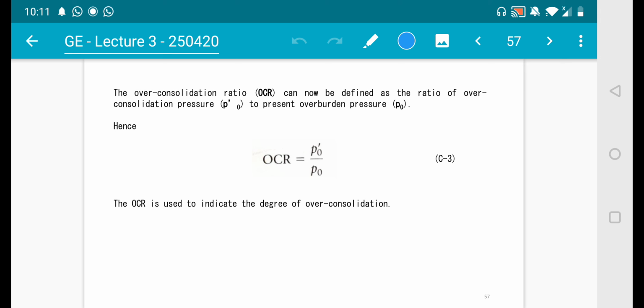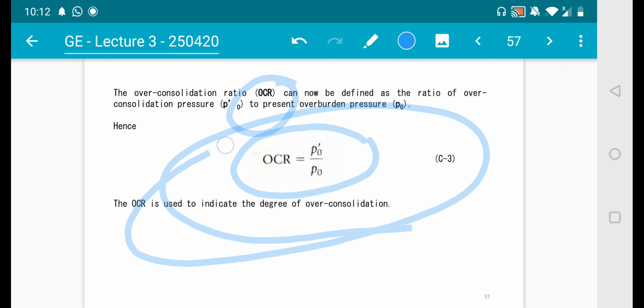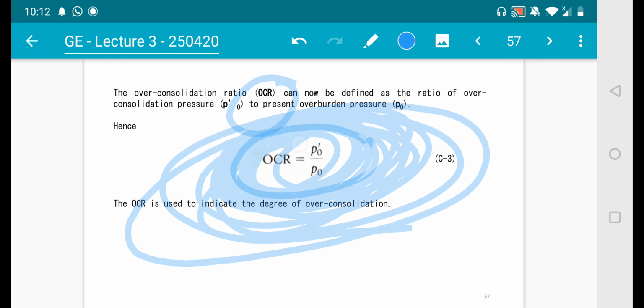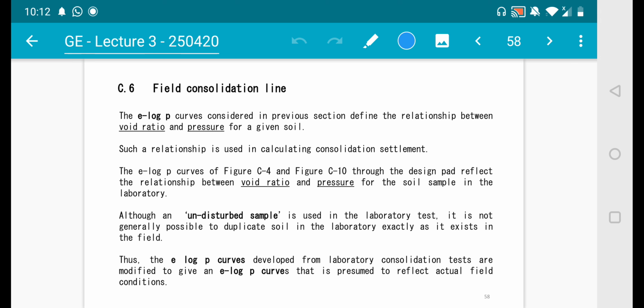The overconsolidation ratio, OCR, can now be defined as the ratio of overconsolidation pressure to present overburden pressure. Hence, the OCR is used to indicate the degree of overconsolidation. We're going to look more into this in the later subtopic, where this is an important term when it comes to your foundation design. So that's the end of part 1. Thank you very much.